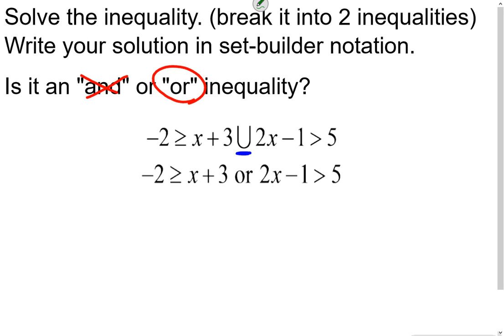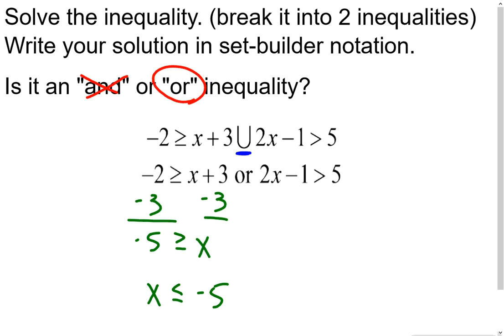So I'm going to start with this one on the left. And in this case, I'm going to have to subtract 3 from both sides. And now I have x, and reading backwards, it would say less than or equal to negative 5. Now, I do like to have it written the other way, so I'm going to just flip it. So I have x is less than or equal to negative 5.